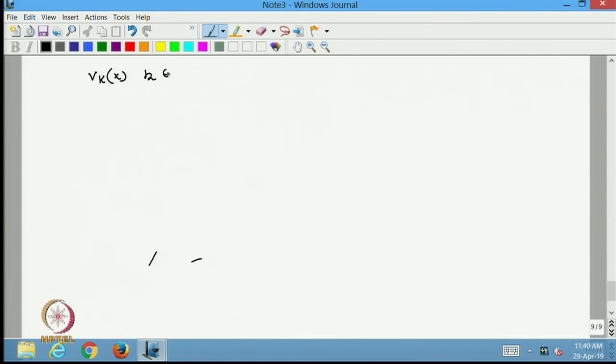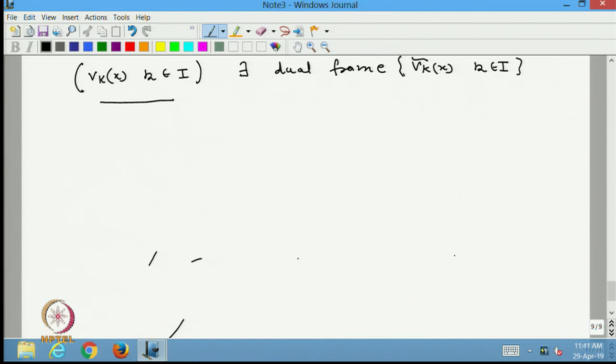If Vkx, k belonging to the index set I, or you can also consider that as the natural numbers, is accompanied by a dual frame. So, if this is a frame, then there exists a dual frame Vkx tilde, k belongs to I. Whenever there is a frame, there will be a dual frame. It will always be accompanied by one.